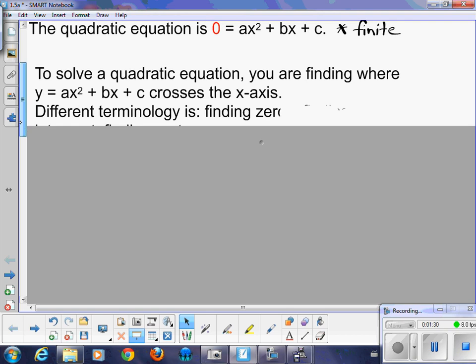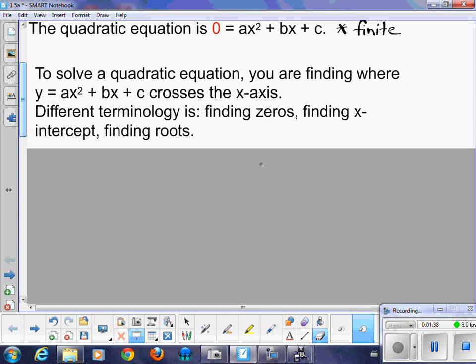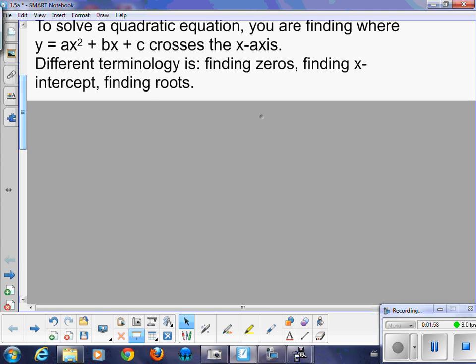Now, there's different terminology. So for instance, if I'm talking about finding zeros, I'm finding the x-intercept, okay, or finding roots. So all of those mean roughly the same thing. So when I'm finding where it crosses the x-axis, I'm finding the zeros. I'm finding the x-intercept. I'm finding roots. And we'll talk a little bit more about the slight differences between all three of those.